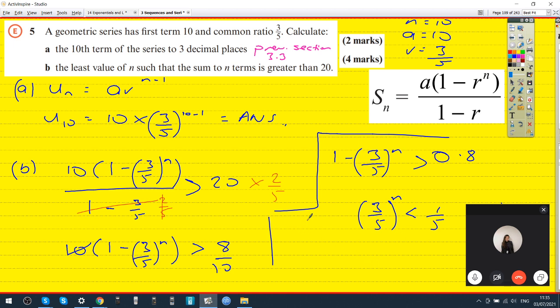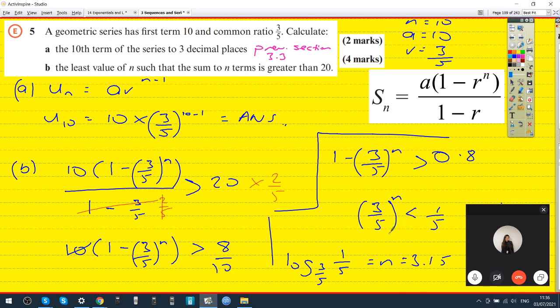And then you can use logs. So it'd be log base 2 over 5 then. And then it's in the brackets, which is 1 over 5, is equal to n. That's equal to 3.15. And so the least value that needs to be greater than 20 is 4.